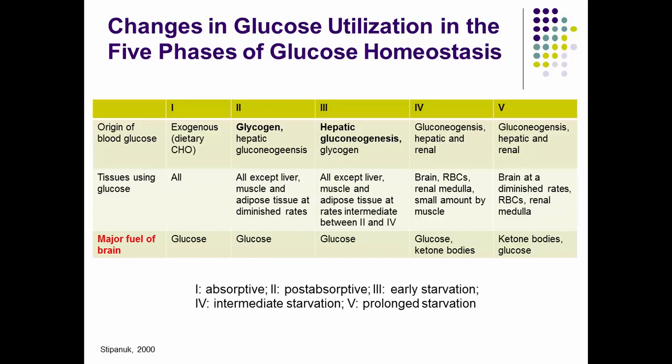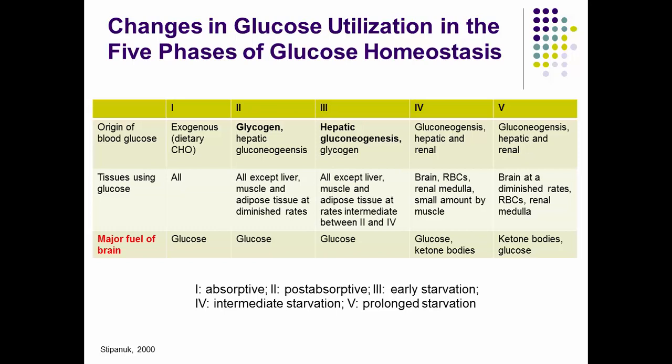And this just describes the different phases in more detail. Phase 1 is the absorptive phase. Phase 2 is the post-absorptive phase, and phase 3 is early starvation. Phase 4 is intermediate starvation, and phase 5 is prolonged starvation. Any question about this table?